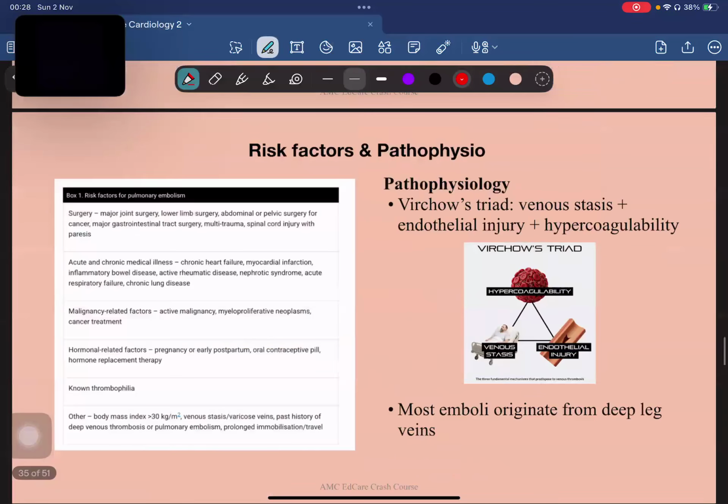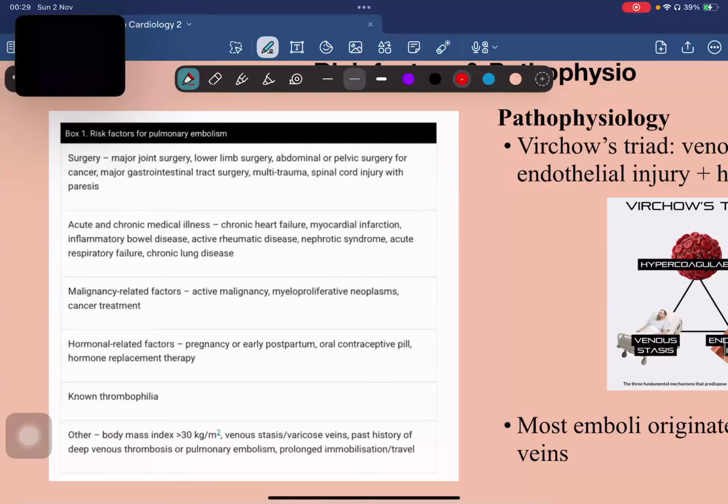Like we said before, pulmonary embolism occurs when a thrombus, typically from a deep vein thrombosis in the leg, travels to the pulmonary tree and all of that. So, when considering pulmonary embolism, we must think of the risk factors. These risk factors are directly from the guidelines, and I would say it's very, very important to know these risk factors by heart.